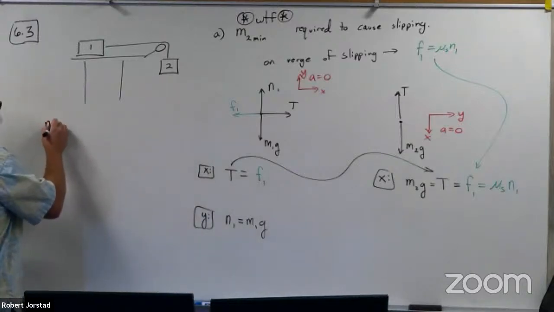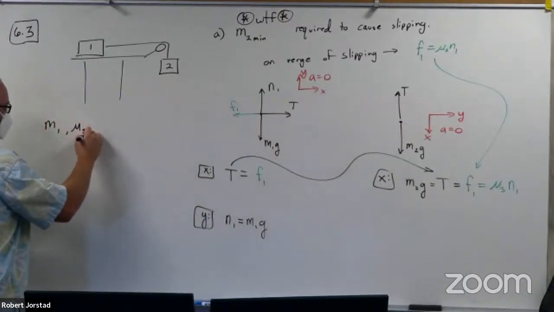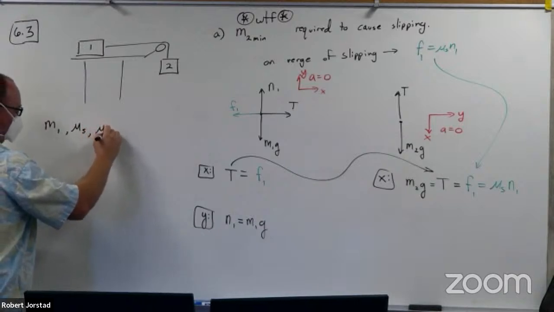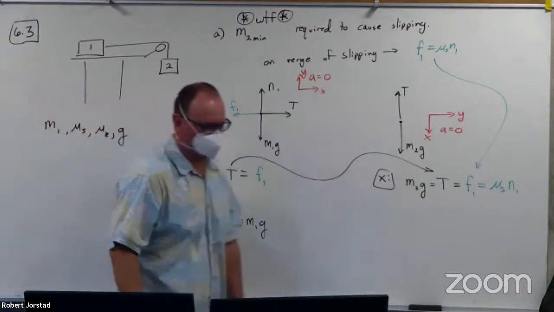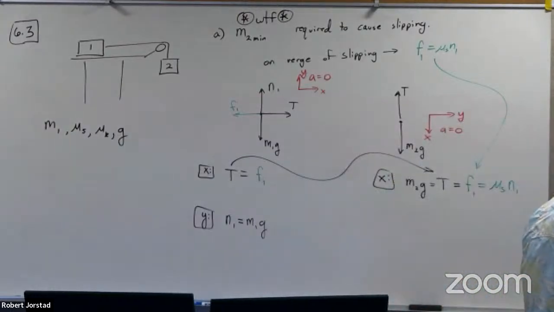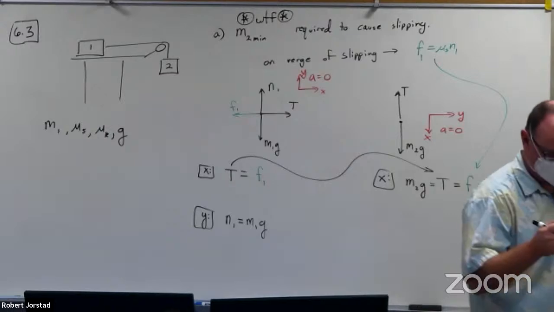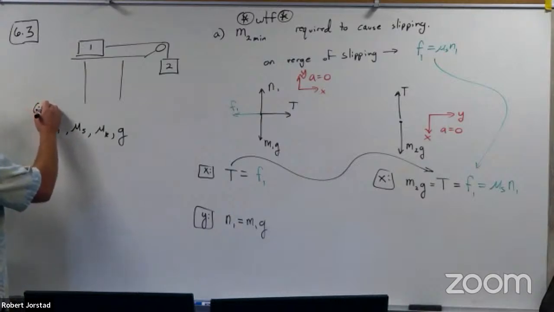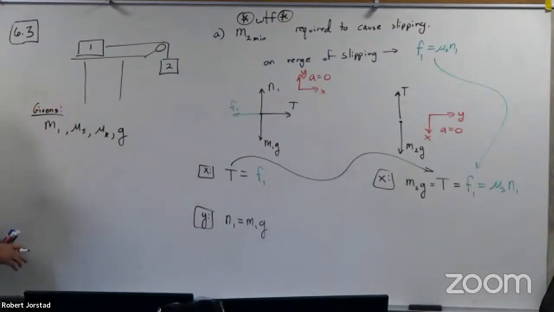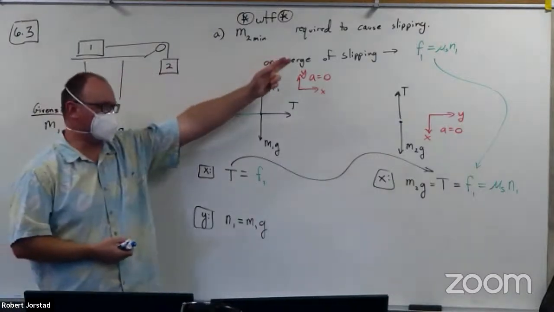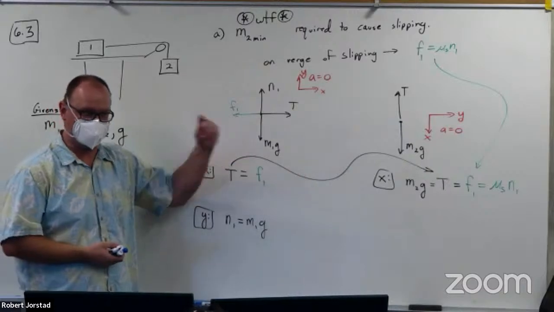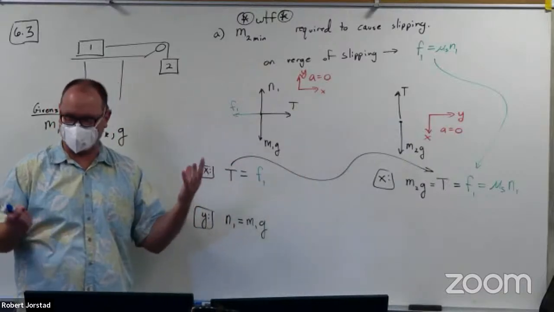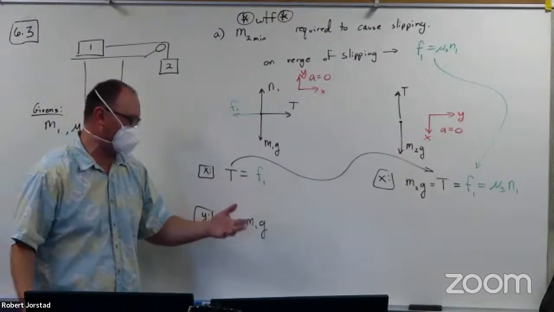So what are we given? M1, mu static, mu kinetic, and g, I believe, are the knowns. Yes, because M1 is a given. We know the coefficients between M1 and the table. So that's what we've got, and g is a known constant. So these are my givens. Notice the strategy that I have here. I'm figuring out my frictional condition and my FBDs, writing the equations. Then I read the problem and figure out what I'm trying to do again, because it's been so long, I've forgotten.